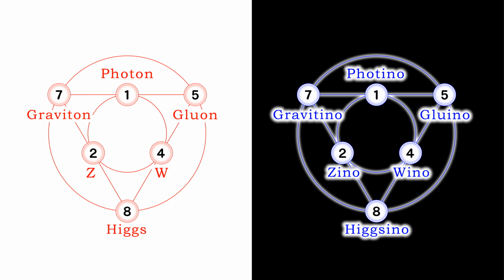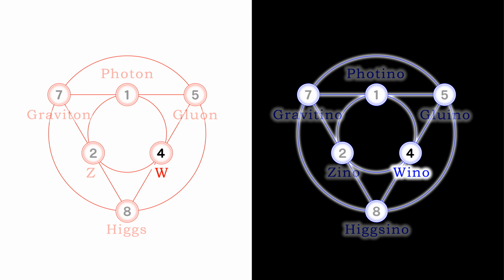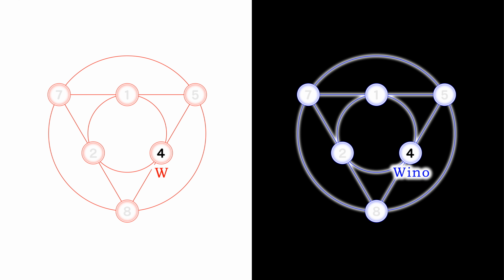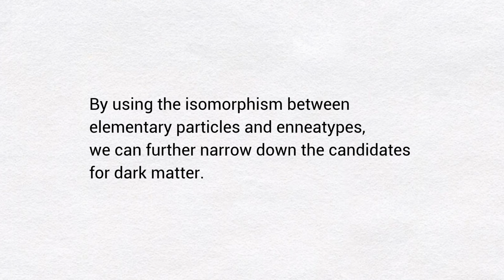A particle and its supersymmetric partner have the same electric charge. The W boson has electric charge, and thus its supersymmetric particle also has electric charge. That is, the wino, which is the supersymmetric partner of the W boson, is not a candidate for dark matter. By using the isomorphism between elementary particles and Enneagram types, we can further narrow down the candidates for dark matter.